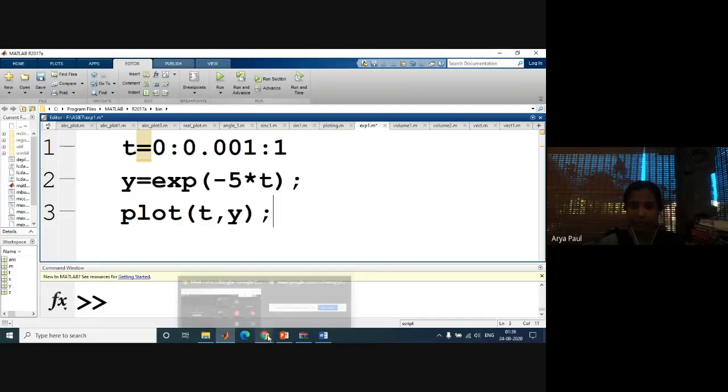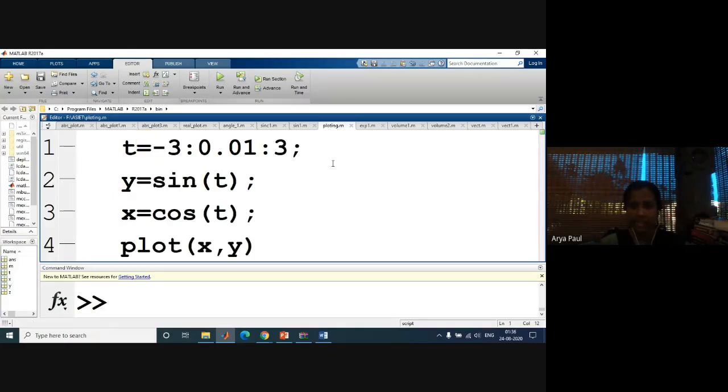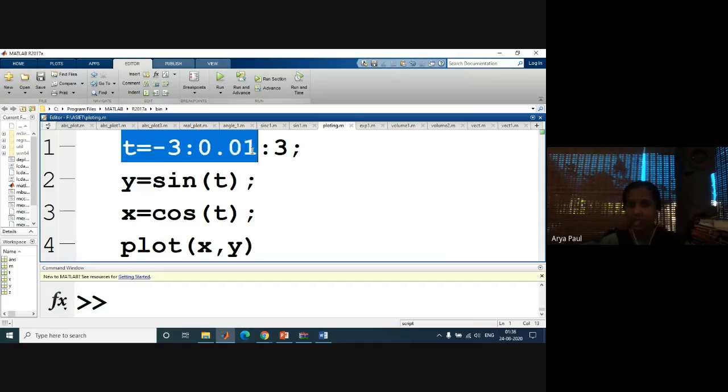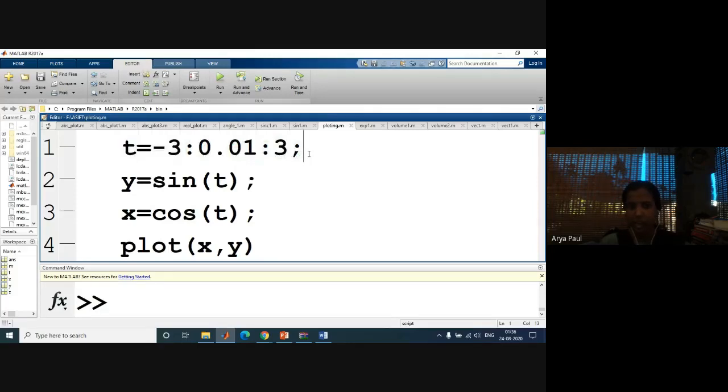Now, one more example I want to discuss with you, that is just to create a circle. This is a very interesting thing. If you want to create a circle in MATLAB, you can go for this. So t equal to minus 3 colon 0.01 colon 3. I have defined my t, and you can define your own t. Minus 3 is the initial value, 0.01 is the increment, 3 is the final value of t.